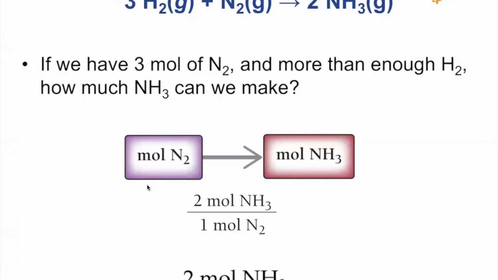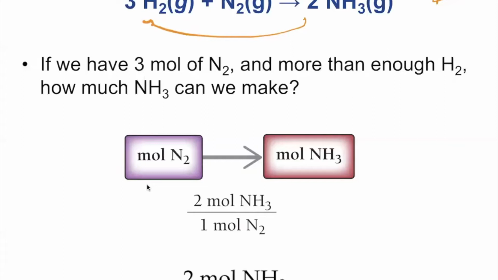So what this equation says is that if you have 3 moles of hydrogen, you're going to yield 2 moles of ammonia. And if you have 1 mole of nitrogen along with 3 moles of hydrogen, you're going to yield 2 moles of ammonia. What happens if I change that? What happens if instead of having 1 mole of nitrogen, I have 3 moles of nitrogen?